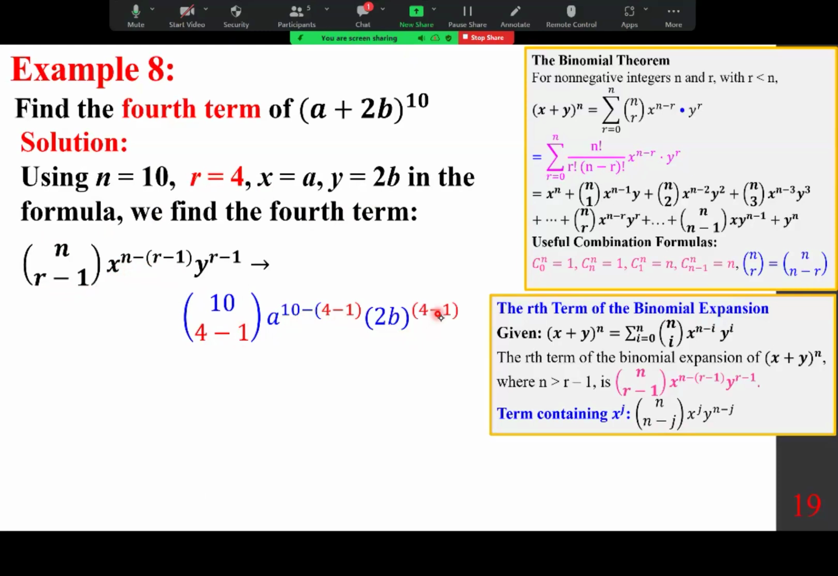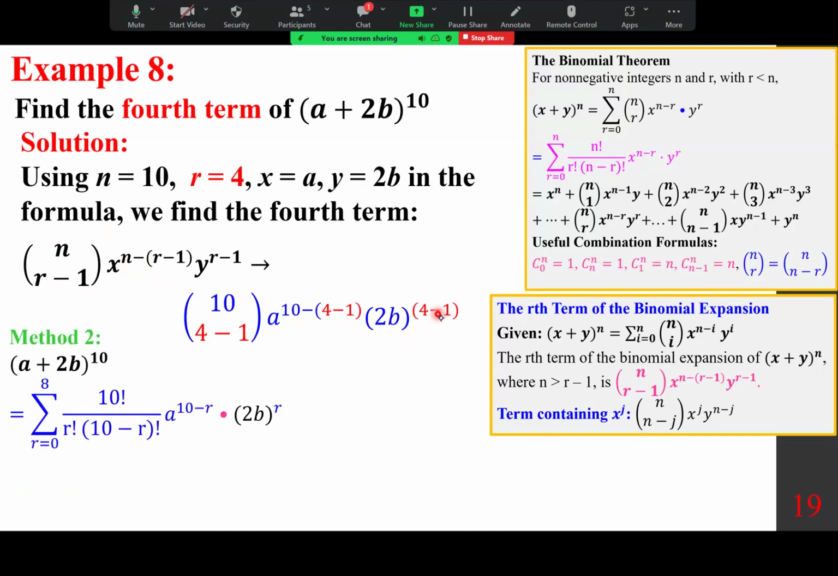But before we do that, here's the second method. As you recall, we use this methodology, class. Just remember, we said that this is the n factorial. If you use this one, divide by r factorial, n minus r factorial, x to the power of n minus r, y to the power of r.